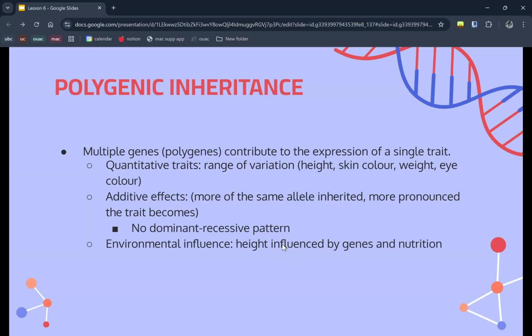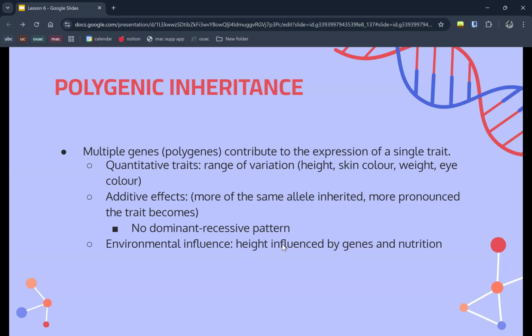the overall trait. So the more positive alleles that an individual inherits, the more pronounced the trait becomes. For example, looking at the height of a person, it's determined by the cumulative effect of several genes, each contributing to the height of a person. So unlike traits determined from a single gene, polygenic traits do not follow a clear dominant-recessive pattern. Instead, the effect of each gene adds on to the previous ones, and the final phenotype or expression of the trait comes from the combined influence of all the genes involved.